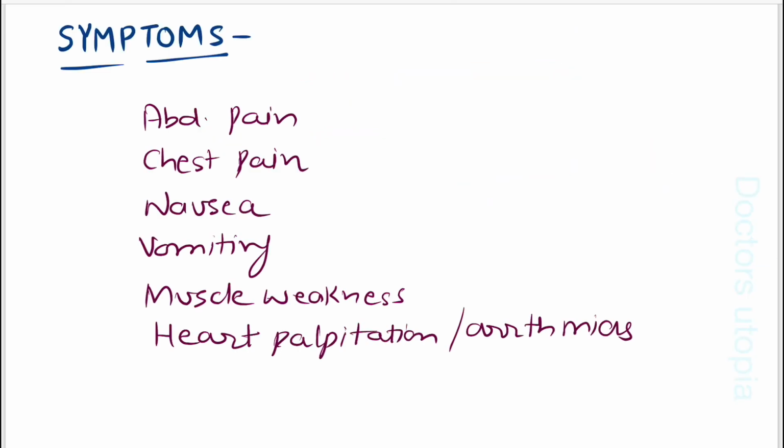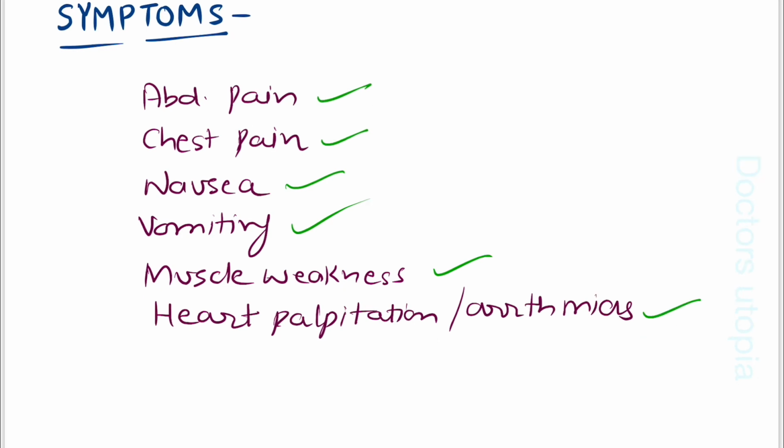How do high levels of potassium manifest? The symptoms could be abdominal pain, chest pain, nausea, vomiting, muscle weakness, heart palpitation and arrhythmias. Why heart palpitation and arrhythmias? Because too much potassium in the blood can damage the heart and that can cause a heart attack. But it will cause a heart attack only if the level of potassium is more than 6.5.